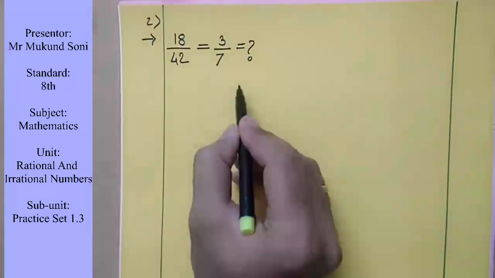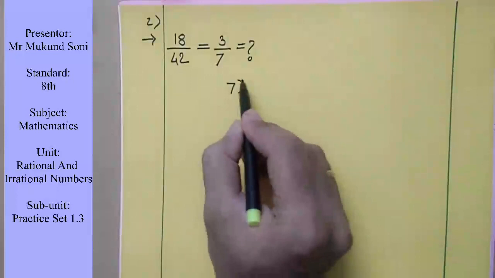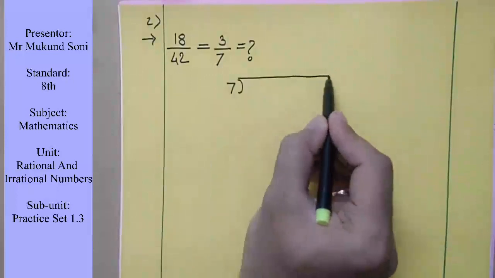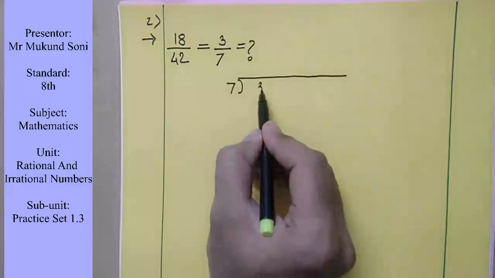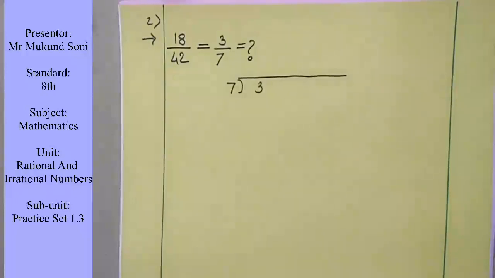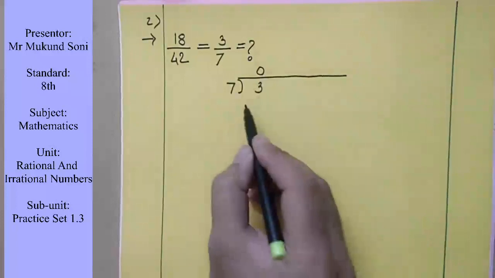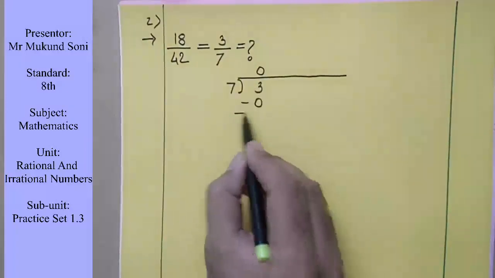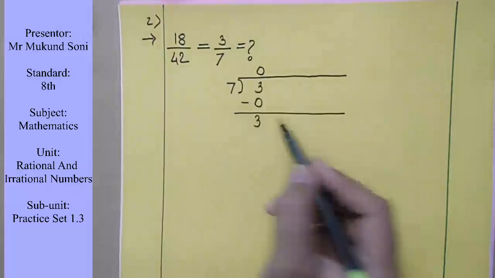Now 7 is your divisor and 3 is going to be your dividend. Now you are all aware of the table of 7. In the table of 7, 3 is not there. So put 0 in the quotient, then subtract 0 from the 3 and write 3 as a remainder.